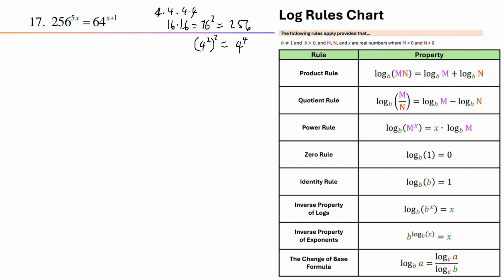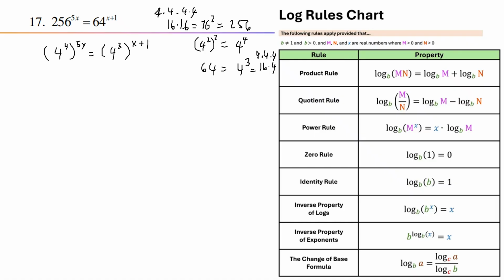64 is 4 to the power of 3. Like 16 times 4. 16 is 4 times 4. So times 4 one more time, that's 64. So now we rewrite it as 4 to the power of 4, to the power of 5x, equal 4 to the power of 3, to the power of x plus 1.